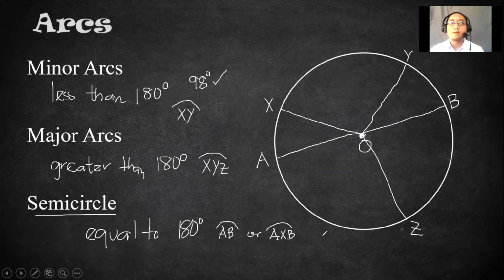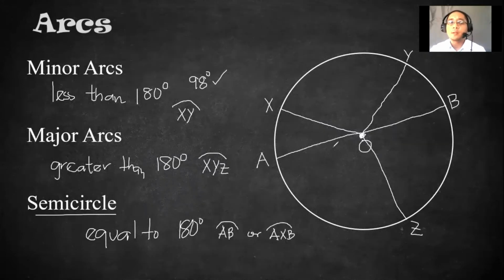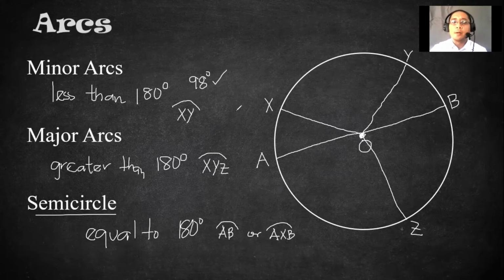Okay, so that's it. Now again, we will base only on the semicircle, which is equivalent to 180 degrees, in identifying a minor arc and major arc without a measurement on the given figure. If that is less than 180 degrees, our arc is a minor arc. If that is greater than 180 degrees, that is a major arc.